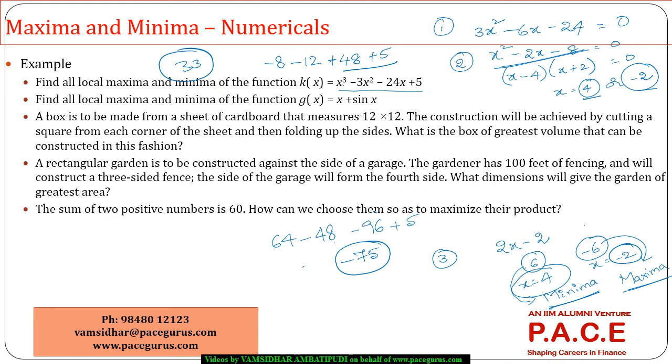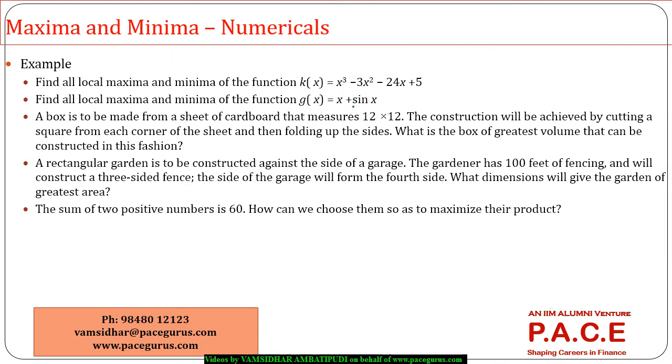All right. Let's take one more example quickly. The second one, find the local maxima and minima of the function x plus sine x. What is the first derivative? First, I'll take the first derivative. Derivative of x is 1, and for sine x, the derivative is cos x. Equate it to 0. So it is coming out like cos x equal to minus 1.